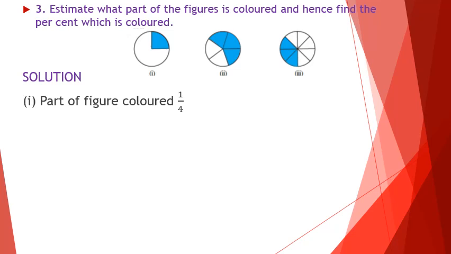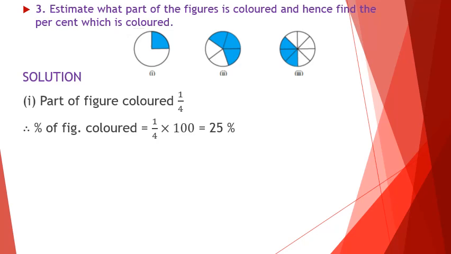Now we can find the percentage. Here we got the fraction. How to find the percentage? Yes, by multiplying by 100. After cancelling, we can put the percentage symbol. So 1 by 4 into 100. 4 and 100 can be cancelled. You will get 25. So the percentage of figure colored is equal to 25 percentage.